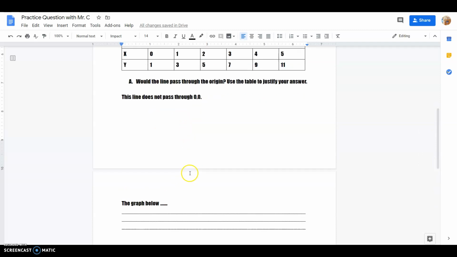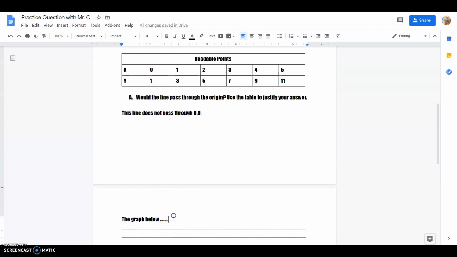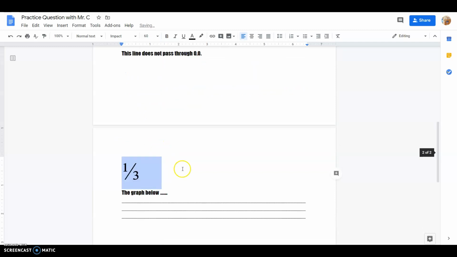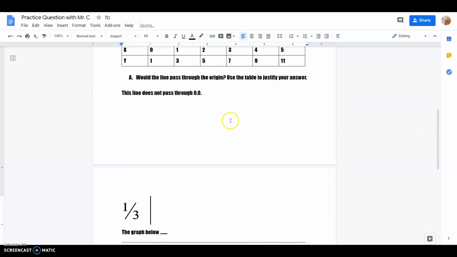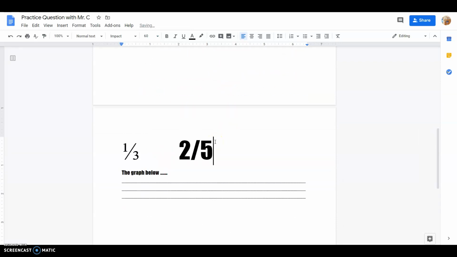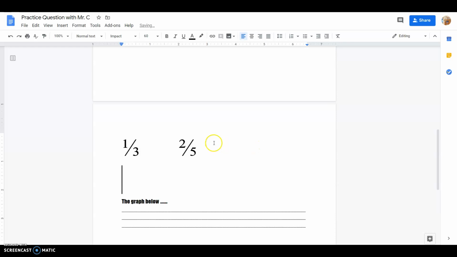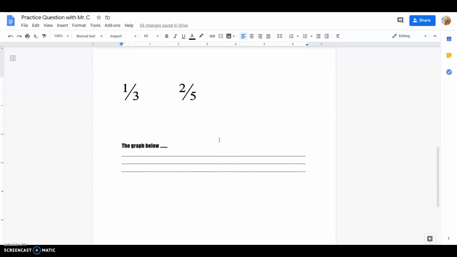The first way, take two of the points. So let's see. Let's work with 1 over 3. And let's work with 2 over 5. So let's see if these two fractions are equal to each other. The easiest way to do this is actually divide, because we know that fraction line means divide.